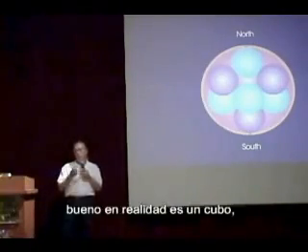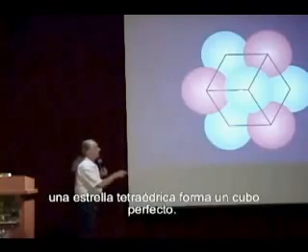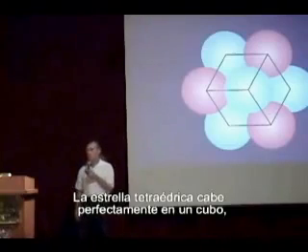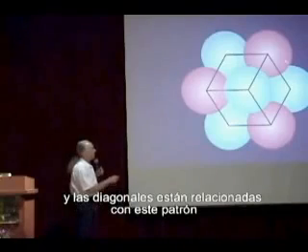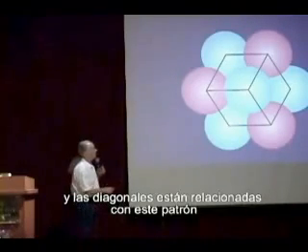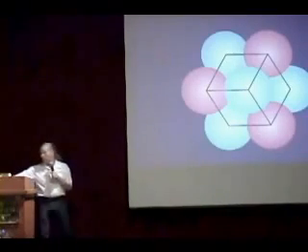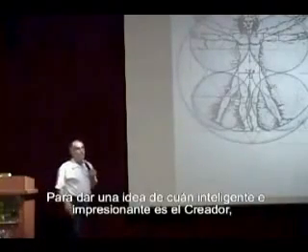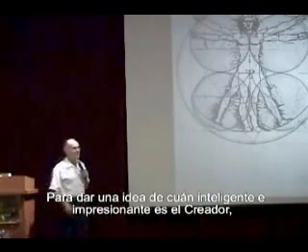This is also a cube. You'd never know it by looking at that. But if you were to connect the centers of all those together, the star tetrahedron forms a perfect cube also. So the star tetrahedron fits inside another platonic solid called a cube, and it's connected to it. It's the diagonal lines across the cube that form the relationships of this pattern. And just to give you an idea of how intelligent God is, how amazing the Creator is.